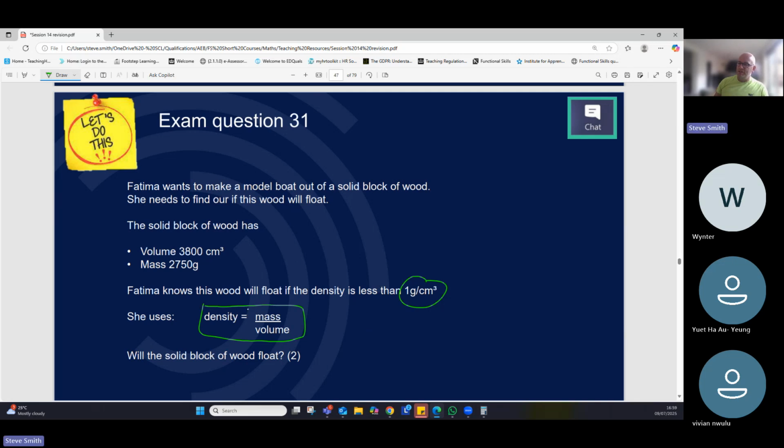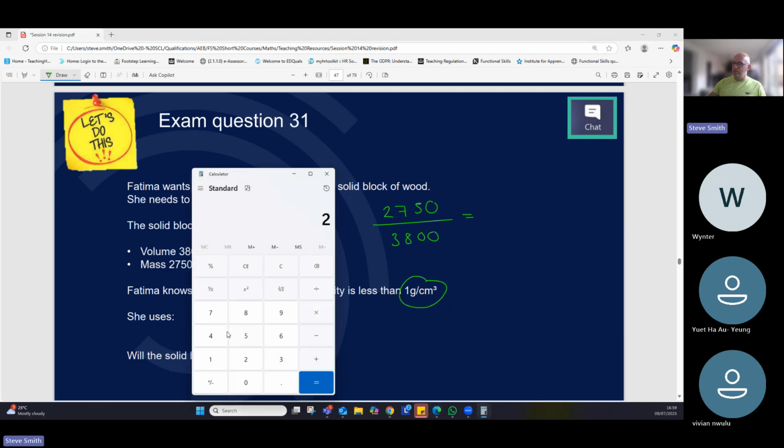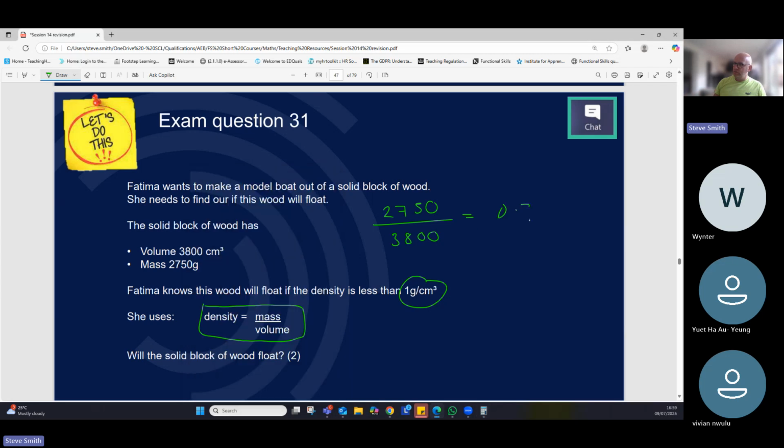So let's have a look. We've got the density? No, we've not. We've got the mass? Yes, we have. 2,750. And we're dividing it by the volume, which is 3,800. And it will float if the density is less than 1. 2,750 divided by 3,800 is 0.723. It will float if the density is less than 1. So yes, it will float.